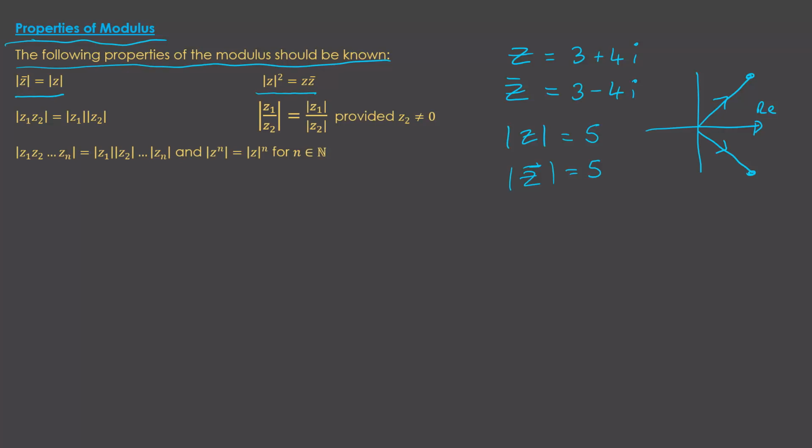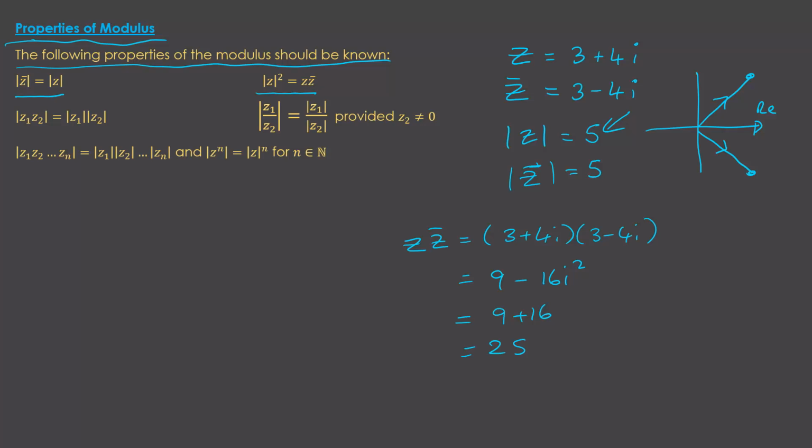Mod z squared is equal to z times z bar. We could use the same numbers. If I do z times z bar, that is 3 plus 4i times 3 minus 4i. And that is going to be 9 take away 16i squared. i squared is negative 1, so that's 9 plus 16, which is 25, which is the same as 5 squared.